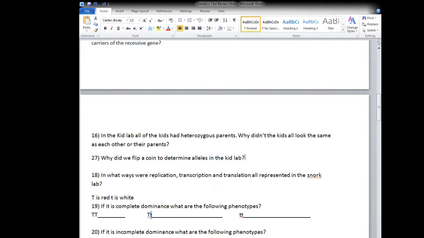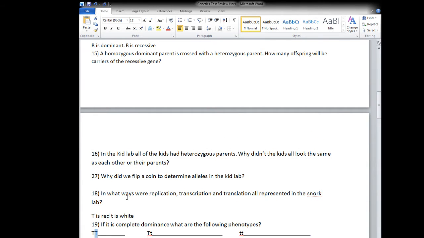So a coin flip is a 50-50 chance. So that's why it represents our way of passing alleles to our children. If you have two big T's, well, which T are you going to pass? You got a 50% chance of that one, or a 50% chance of this one. In that regard, it doesn't matter quite as much, but that's just how it works.